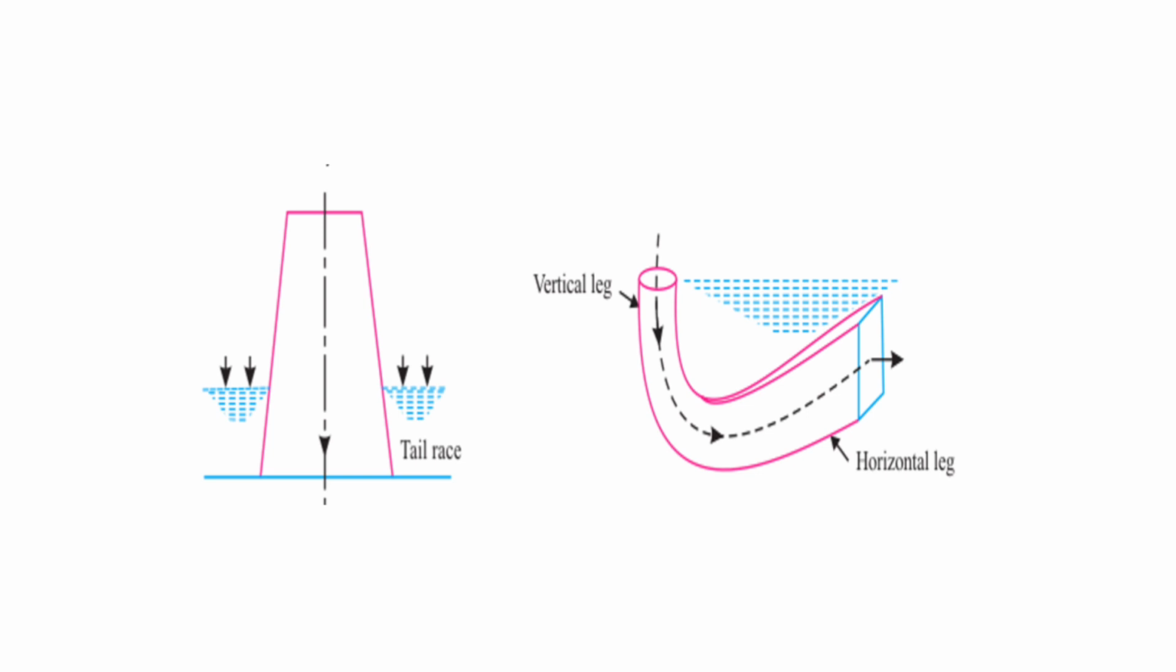This is the diagram of the draft tube. First, this is the conical type draft tube, the simple draft tube.